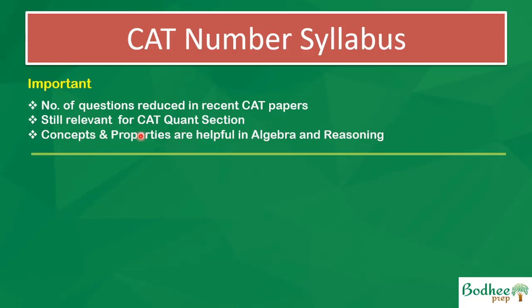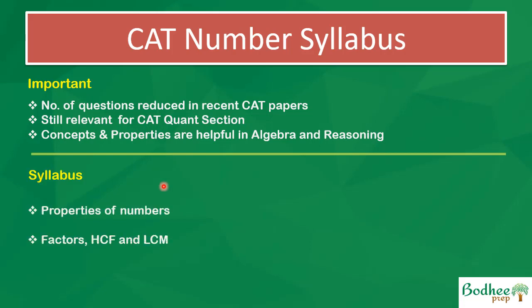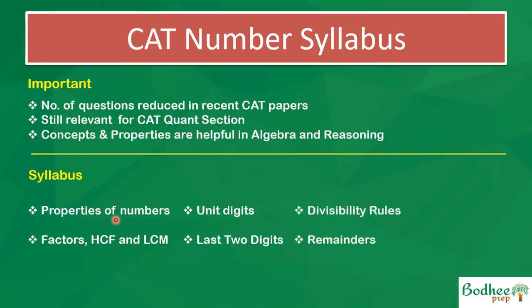The second thing that we learn about this topic is about the important areas that you have to focus on. So the first thing is that you have to focus on properties of numbers, factors, HCF, LCM, unit digits, the last two digits, divisibility rules, remainders. So these are some of the important areas. And finally, we have base system and factorials.